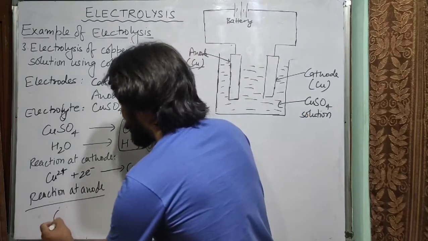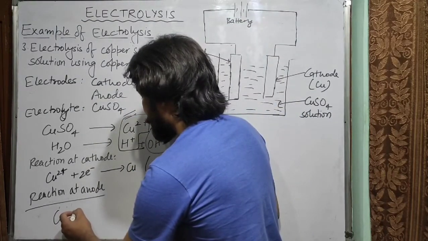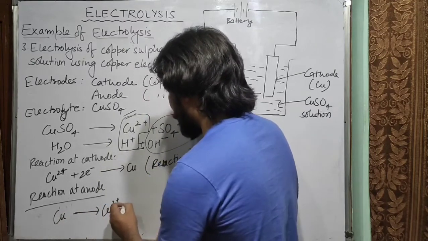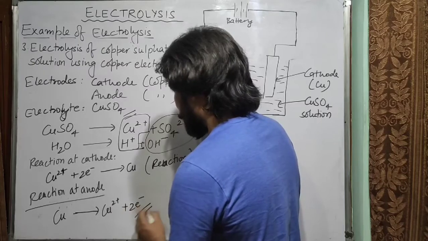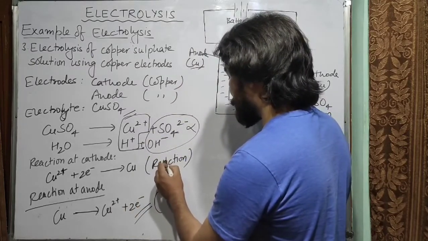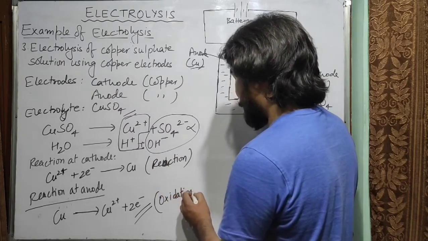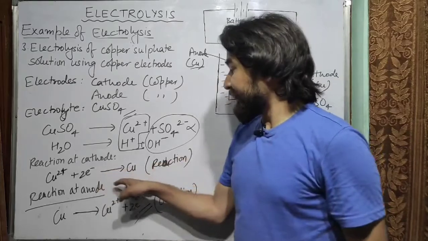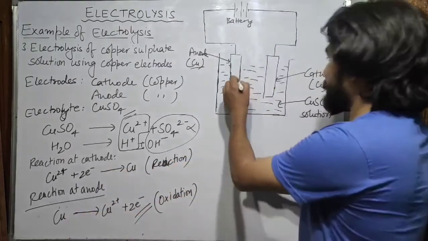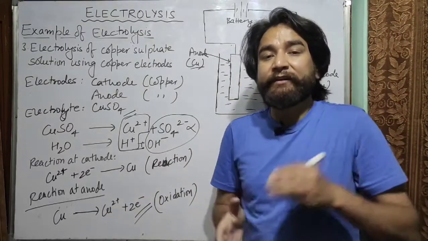So at the anode, copper will lose 2 electrons and will form copper ion. So this process will take place at the anode. So remember, reduction will take place at the cathode and oxidation will take place at the anode. So at the anode, copper. Now why is this process happening differently?